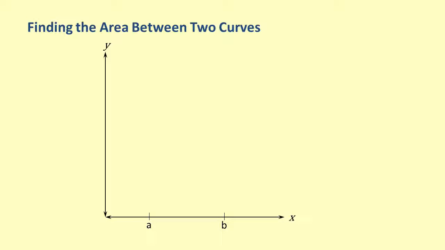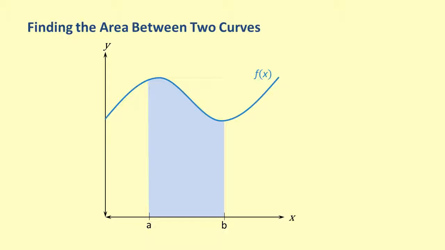Let's begin by looking at a graph to conceptualize finding the area between two curves. Let's assume we have a curve f of x, as shown here. Given the endpoints of an interval a and b, we want to find the area under the curve from a to b, denoted by the shaded region.